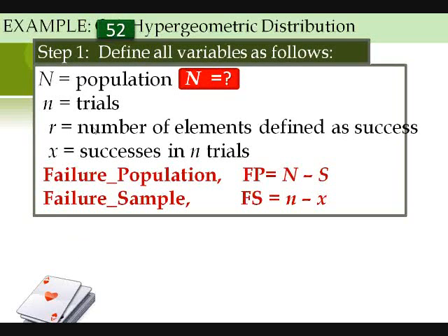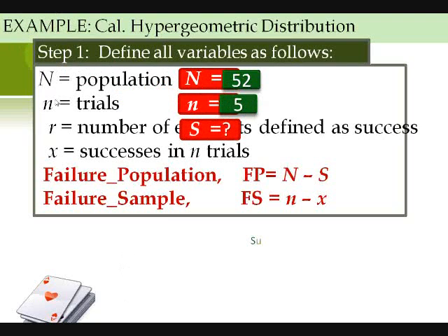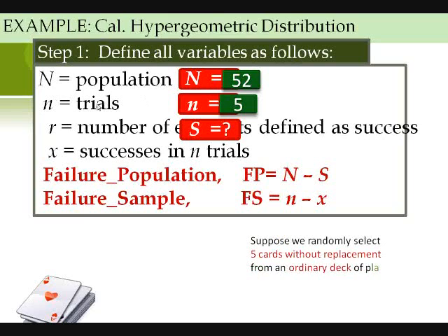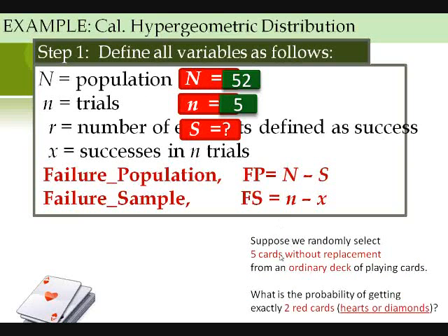First, we can say that capital N is equal to 52 because there's 52 cards in a deck. Next, we could say there are 5 trials or 5 cards in our sample because that was part of the problem. Now, sometimes you will see R used as the variable for success, and I apologize here, my slide's not up to date. We're using capital S.